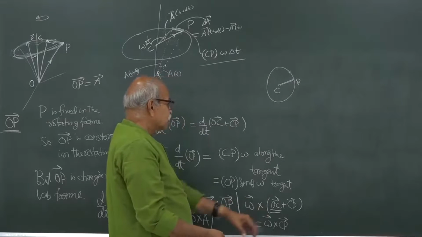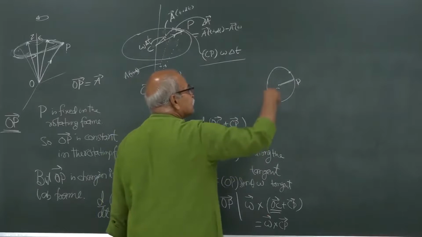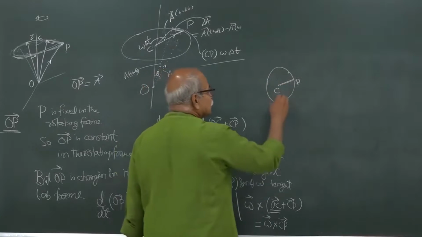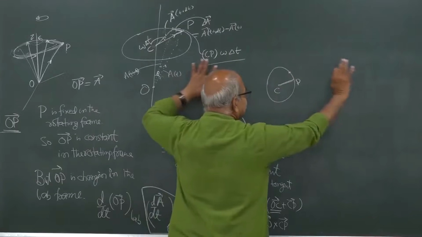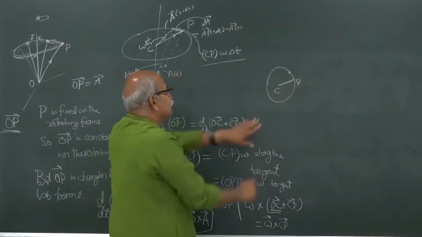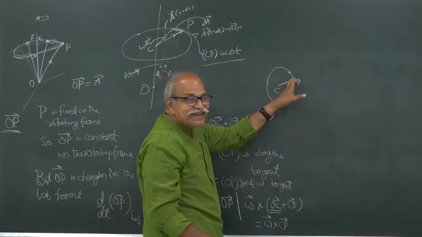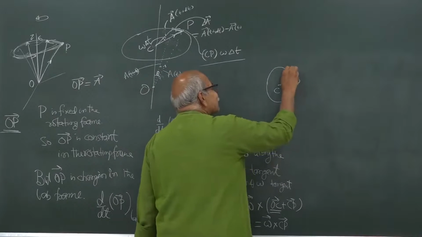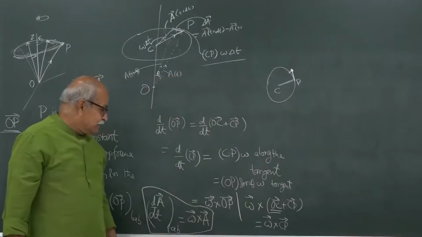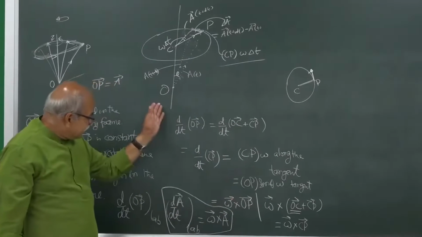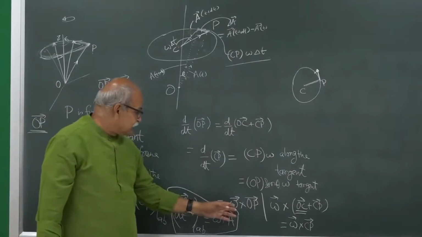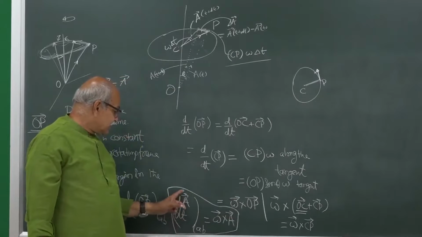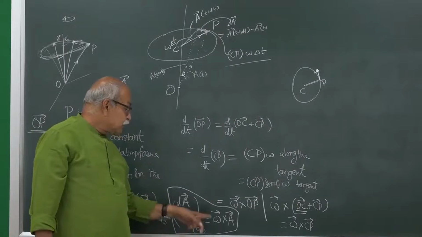Now, you see what is omega cross CP. So, this is omega and this is CP, and you can work out omega cross CP. It has to be perpendicular to omega, therefore, it should be in this plane. It is perpendicular to CP, and then you do this omega cross CP and you see that it is in the direction of velocity. So, you can very easily verify that this whole thing can be written as omega cross OP, and therefore, d/dt of this vector A in the lab frame is equal to omega cross A.